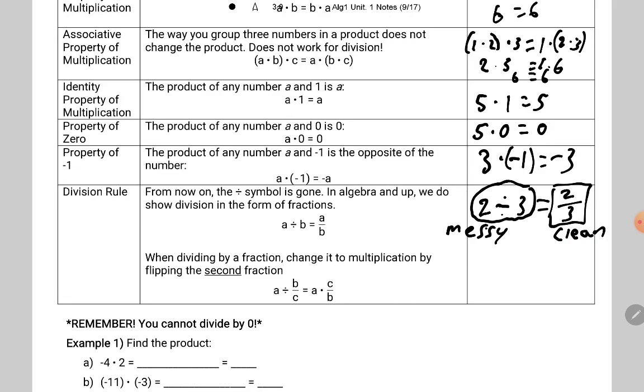And then don't forget the division rule. If we have two fractions, and remember, a whole number can be made into a fraction by just putting the number 1. Remember the division rule: keep the first fraction the same, change division to multiplication, and then flip the second fraction. And then multiply like normal.